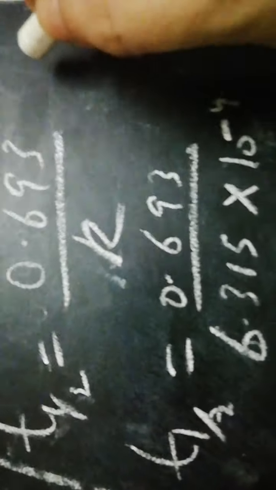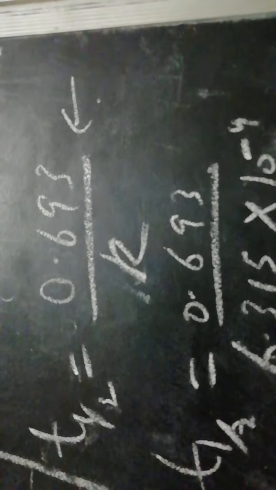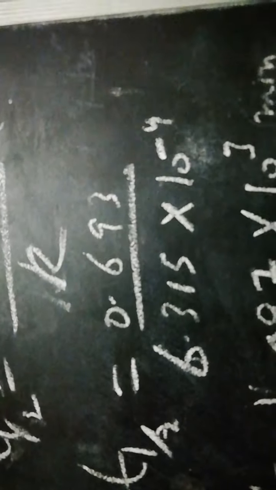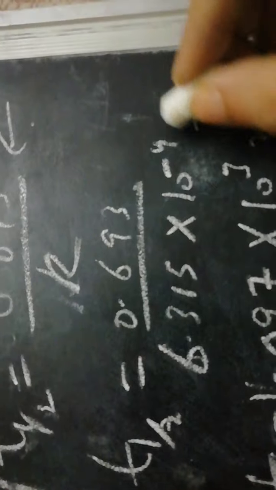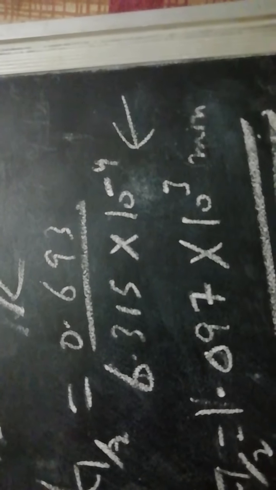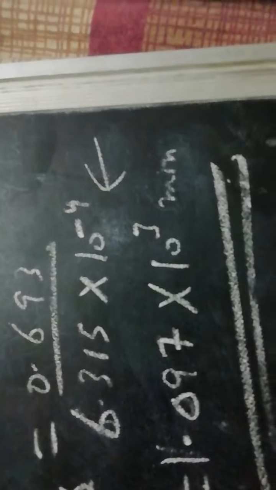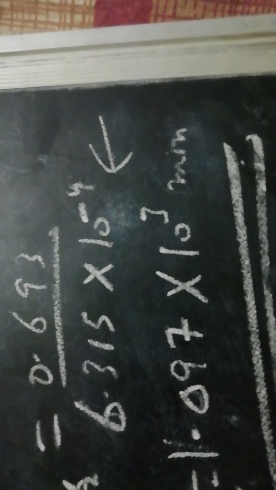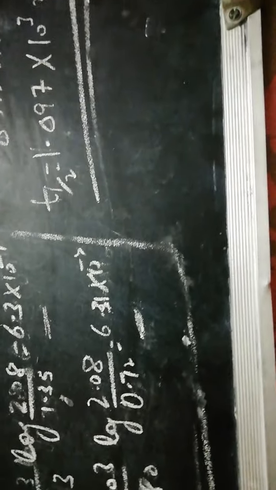So to find the T half of this reaction, we know T half of a first order equation is equal to 0.693 divided by K. We will put the value of K, and the T half we will get is 1.097 into 10 to power 3 minutes inverse. So this was the first numerical we have discussed, about N2O5.